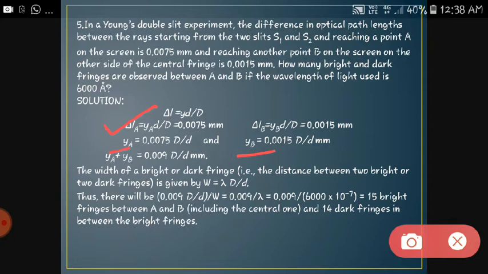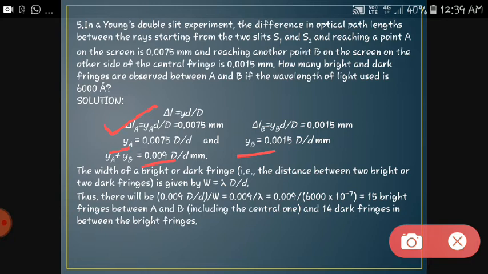Now we are going to find out the combined result, that is for dark and bright. So I have to add both YA and YB. By adding both YA and YB, I am getting this value, 0.09 D by d millimeter. I haven't converted anything.